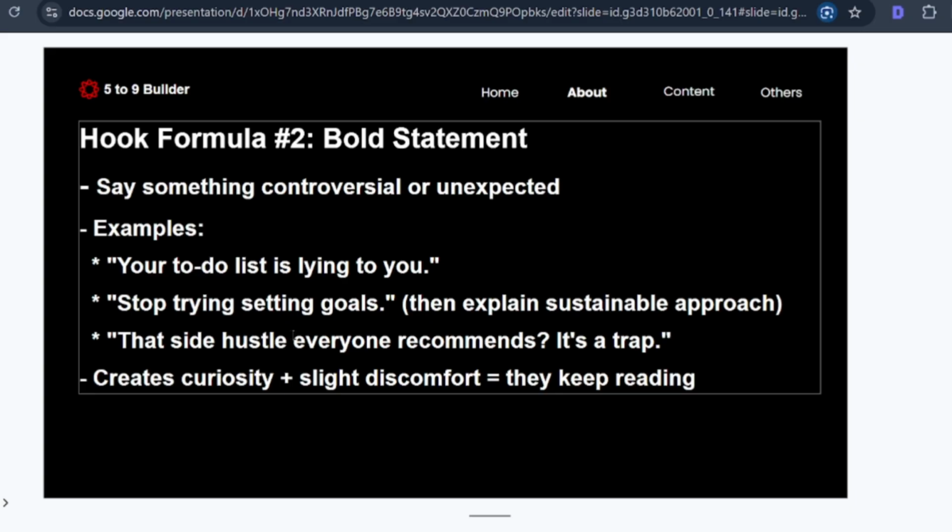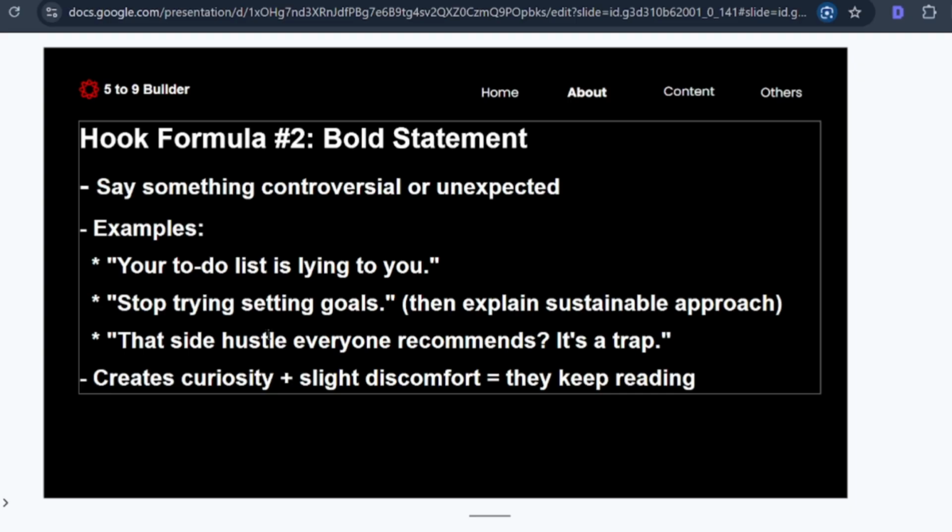Come on, something that I am doing every day, that is helping me, pushing me ahead to finish all my goals within the day, and you are now telling me it is lying to me. No, I don't understand this, so let me go and read why you are saying this. You understand? So this is what a bold statement really does. Somebody will say, stop setting goals. What are you even talking about? We all set goals, so why are you telling me I shouldn't set goals?